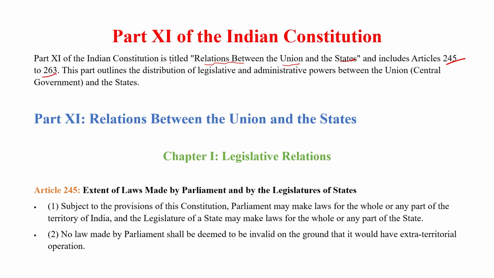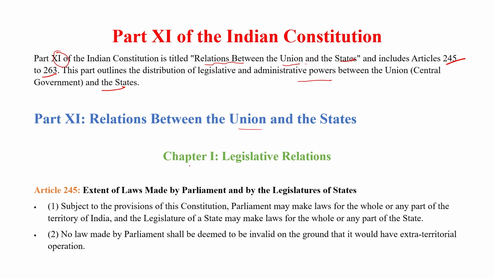So Articles 245 to 263 explain Part 11 of the Indian Constitution, which explains the relation between the union and the state. This part outlines the distribution of legislative and administrative power between the union and the state. It clearly explains what the legislative powers are for the state, what they are for the center, what the administrative powers are for the state, and what the administrative powers are for the union government. Clear?